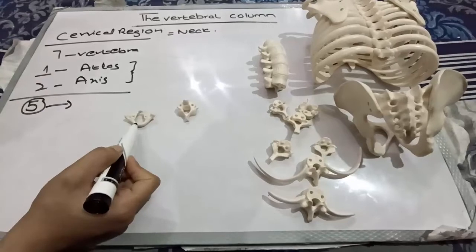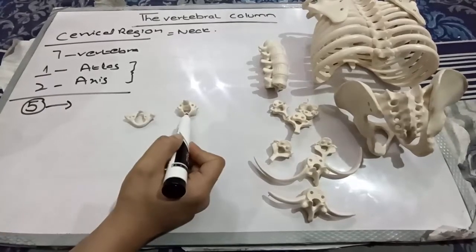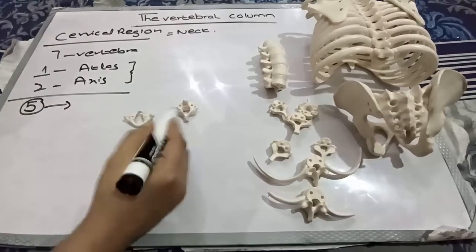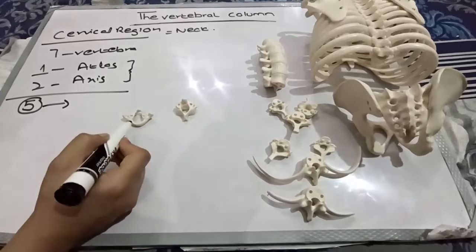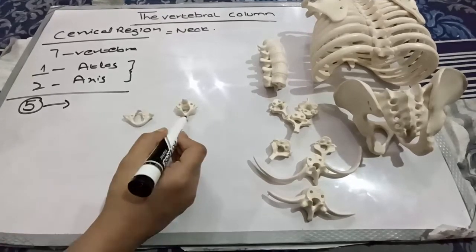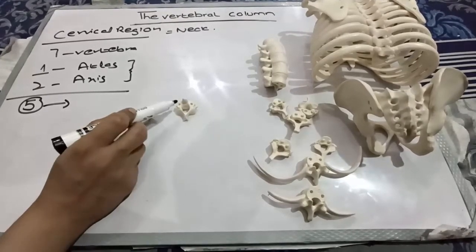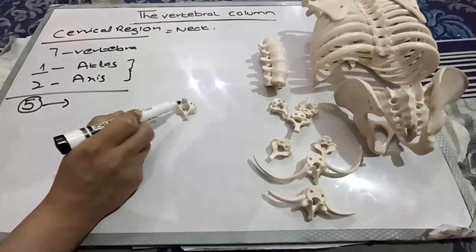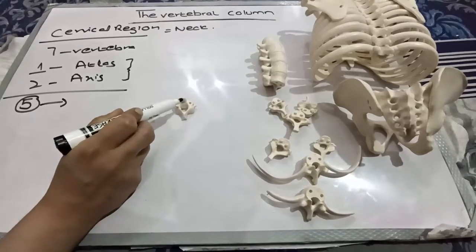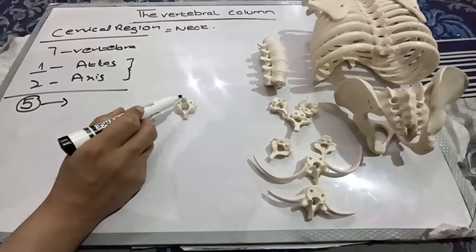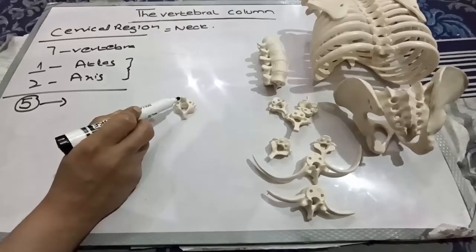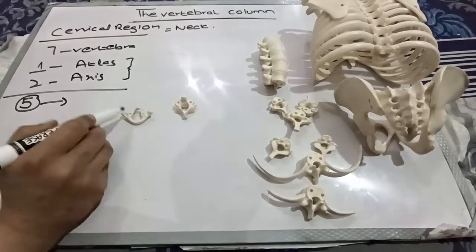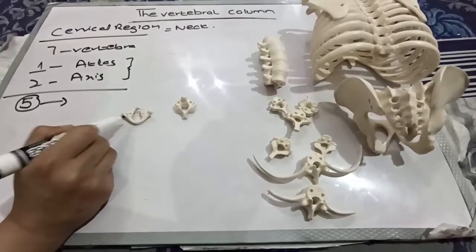This is the first vertebra, and this is the second vertebra. These 2 vertebrae are of the cervical region. This is called the atlas and this is called the axis. If we talk about the axis, it has a prominence lying in the anterior region. This prominence is called the odontoid peg. This odontoid peg articulates with the first cervical vertebra, which is called the atlas.